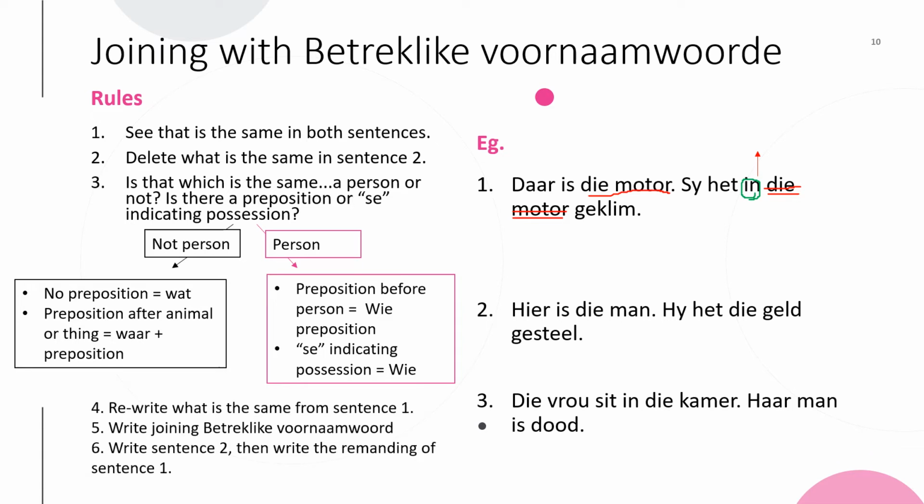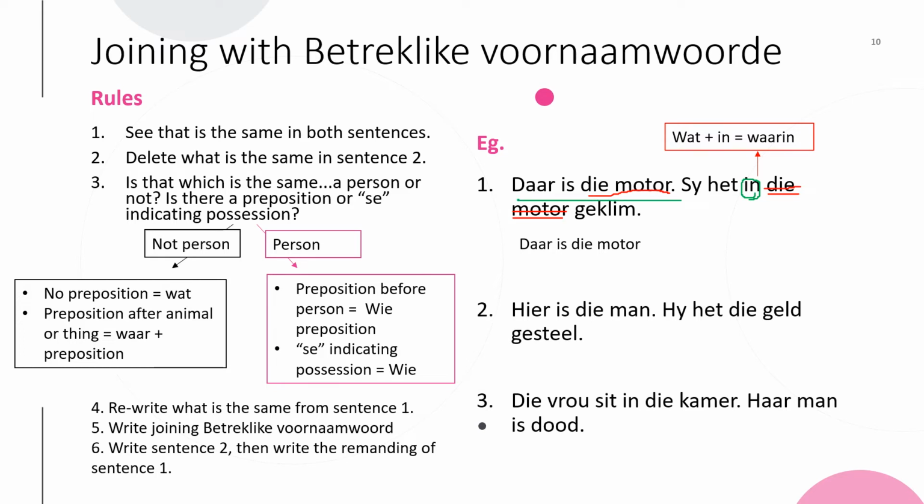Now we are going to answer the question. On your rules side, rules 4, 5, and 6 tell you how to finish writing your answer. So now we have to write everything that is the same from sentence 1 up to the point of similarity, which means daar is die motor. We need to write that whole sentence because the point of similarity is die motor.